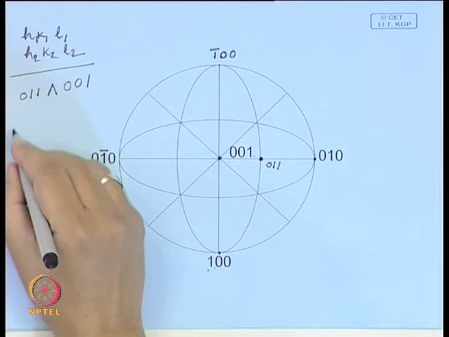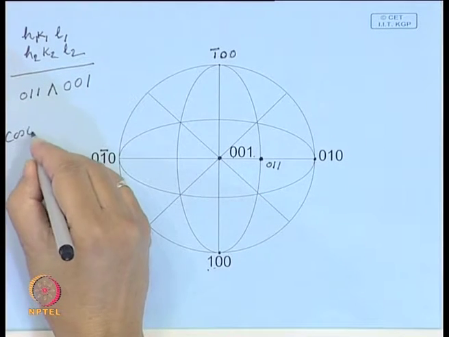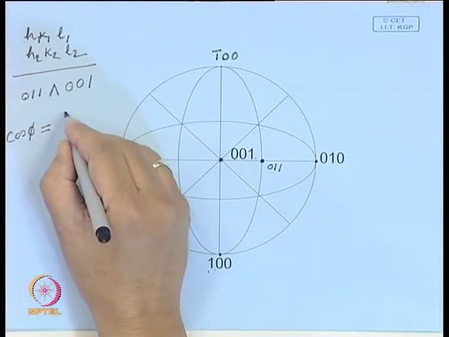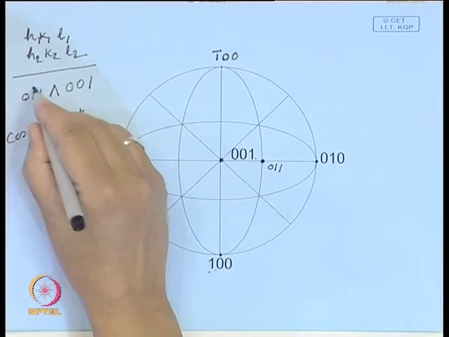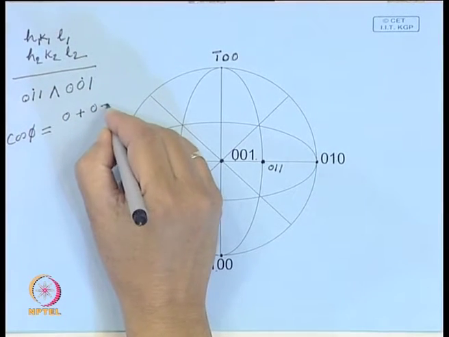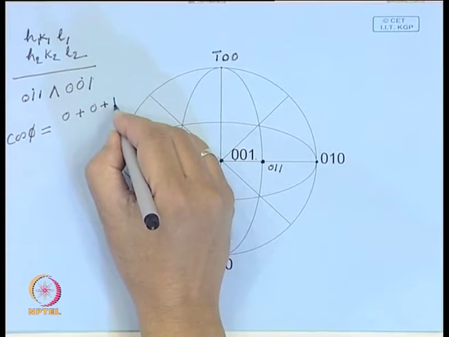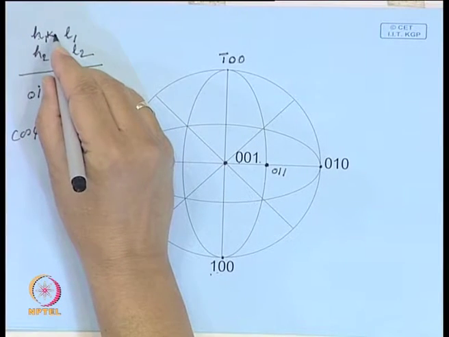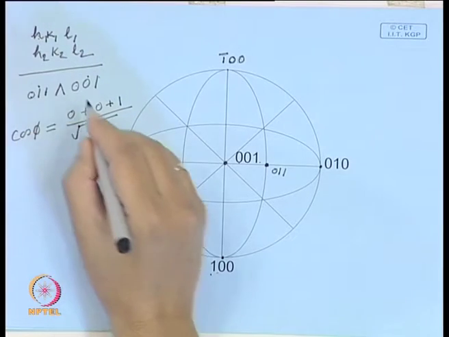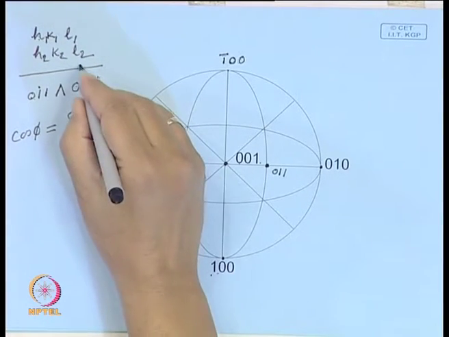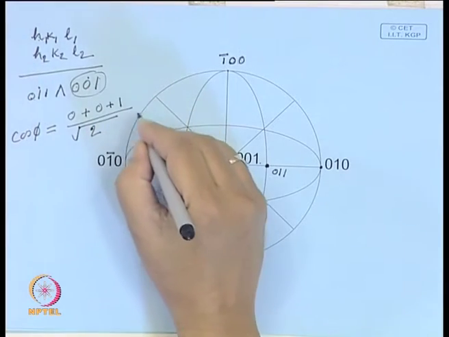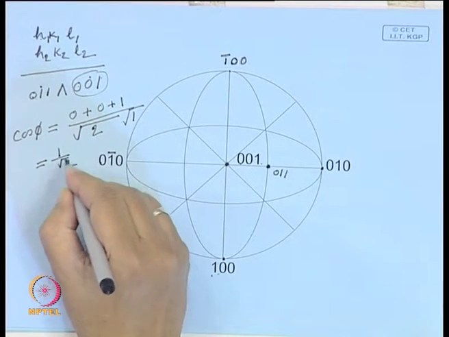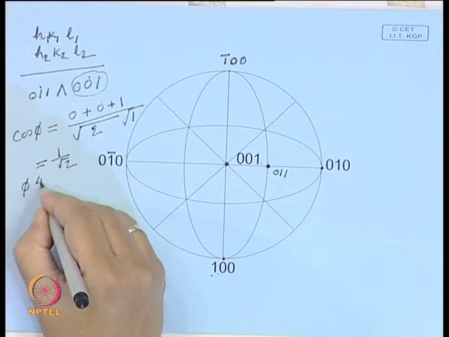This is given by cos phi equal to the product of 0 times 0, that is 0, plus 0 times 1, that is 0, plus 1 times 1, that is 1, divided by root over h1 square plus k1 square plus L1 square, which is root 2, and in this case the other is root 1. So, this equals 1 over root 2. That means phi is 45 degrees.